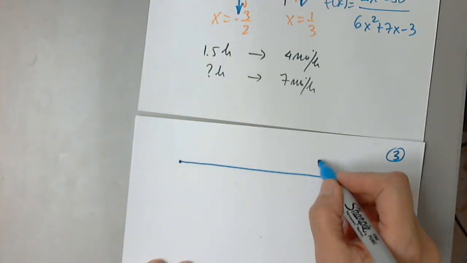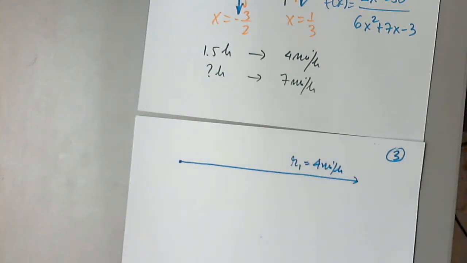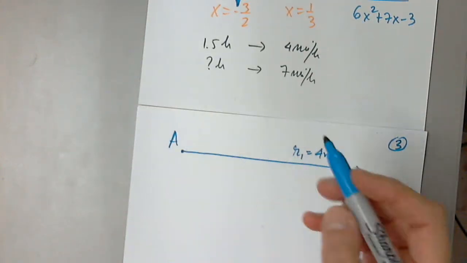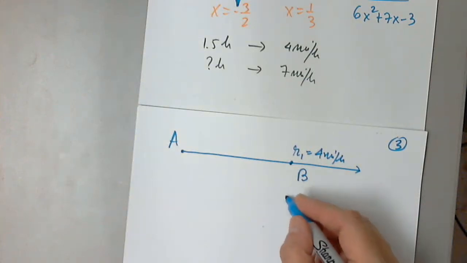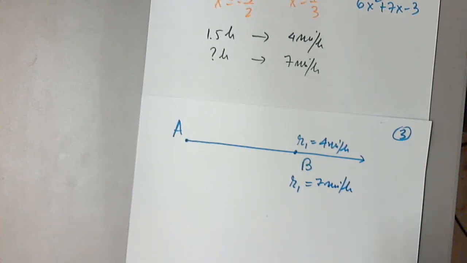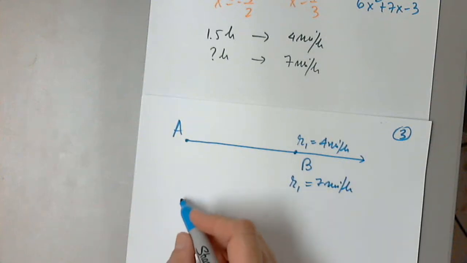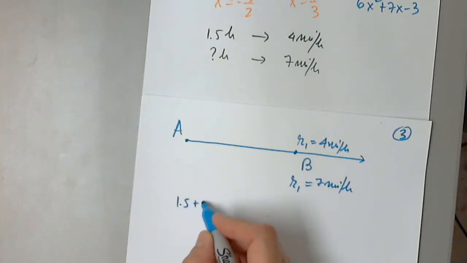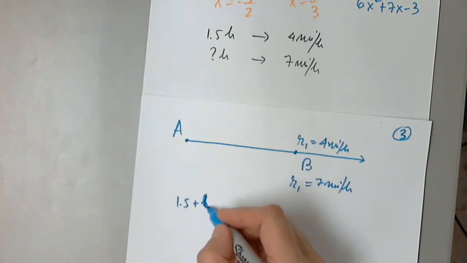So here's the first person at 4 miles per hour, and I'm going to call this R1, speed 1, a rate of change of distance with respect to time. This is point A, and I'm going to say that they meet, or she catches up with him, at point B. And her speed or rate is 7 miles an hour. So the distance covered by the first person will be 1.5 plus some time. Let me call it T.